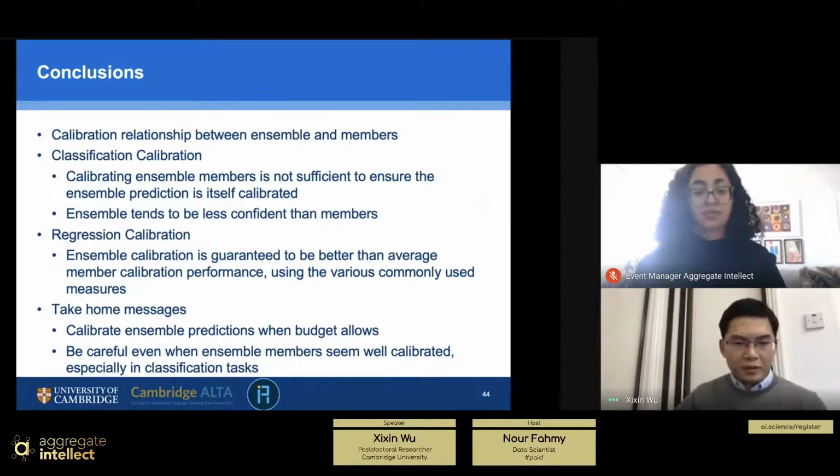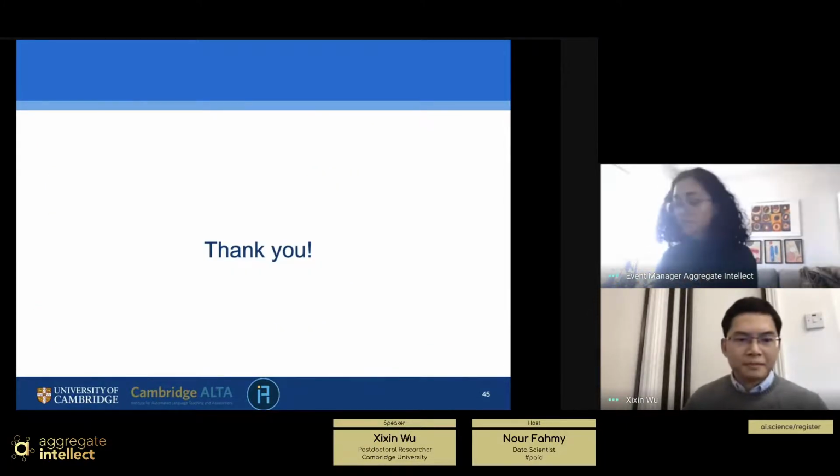So in this talk, my take-home message is: calibrate the ensemble predictions when budget allows. It's always no harm to calibrate the ensemble again. And we should be careful even when the ensemble members seem well calibrated, especially in classification tasks. The well calibrated members may not yield a calibrated ensemble. Thank you for listening.